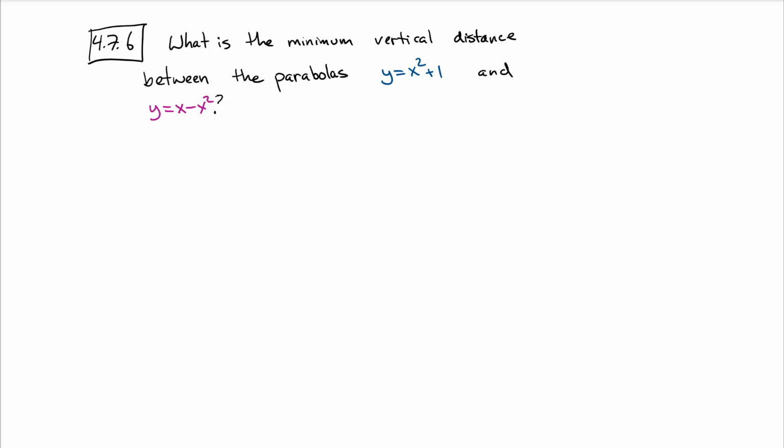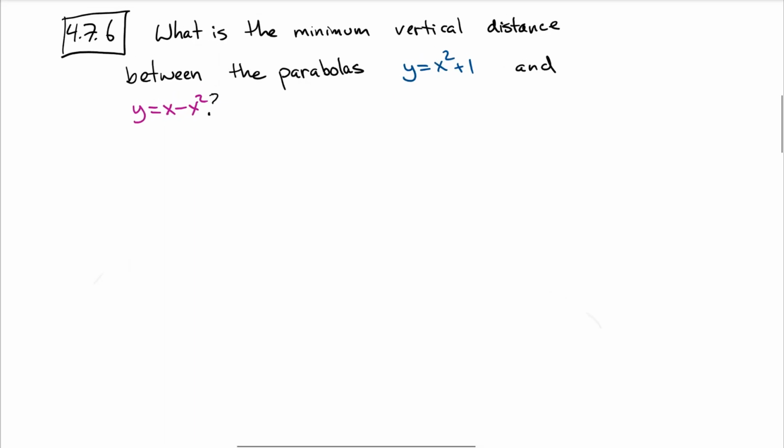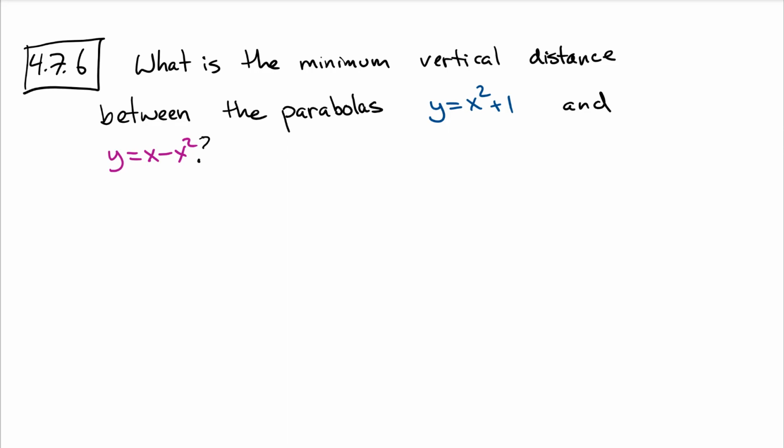What is the minimum vertical distance between the parabolas y equals x squared plus 1 and y equals x minus x squared? Really, all you've got going on here is a parabola facing up, y equals x squared plus 1, and then a parabola facing down. It kind of looks like this on the XY graph. It's not perfect, but just getting the basic idea. So we want to find the minimum vertical distance between those two parabolas.